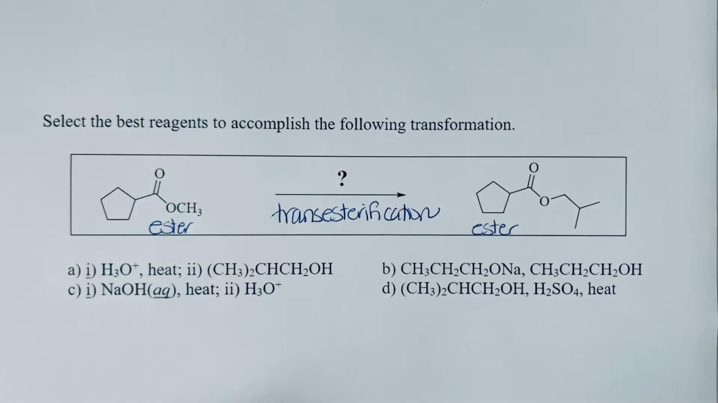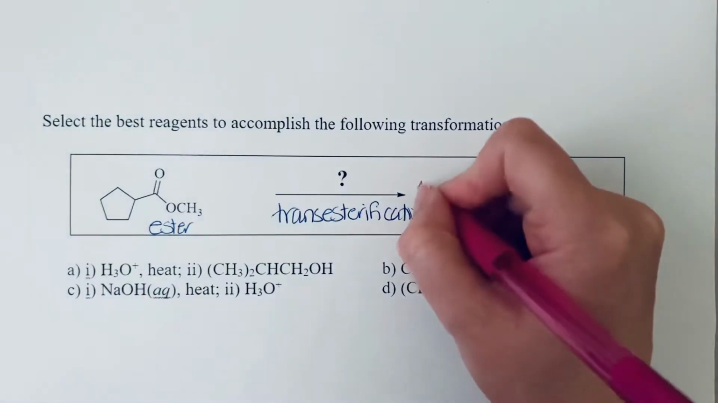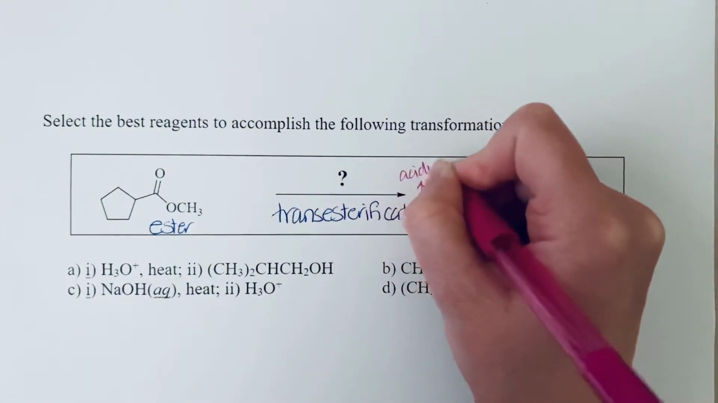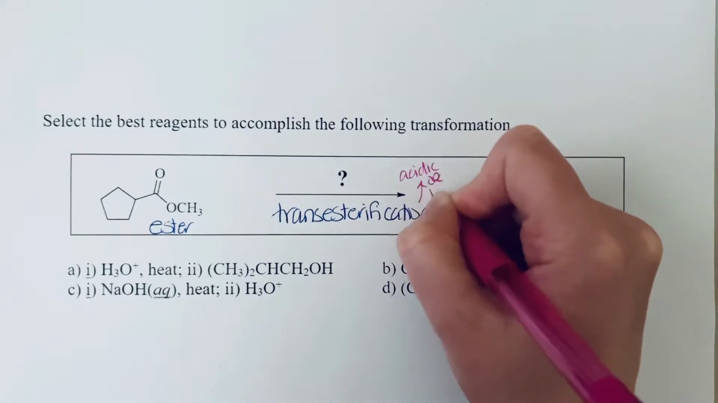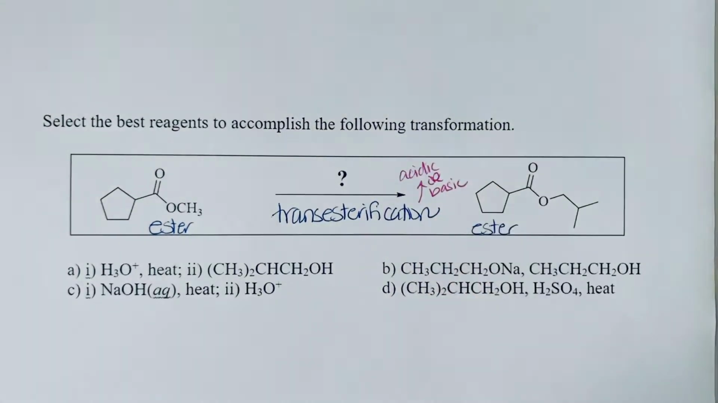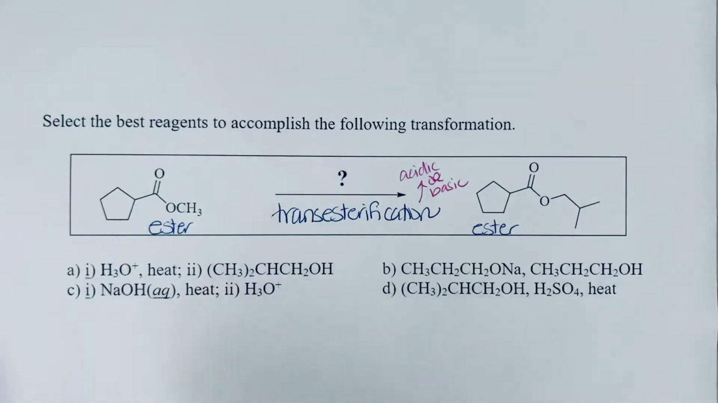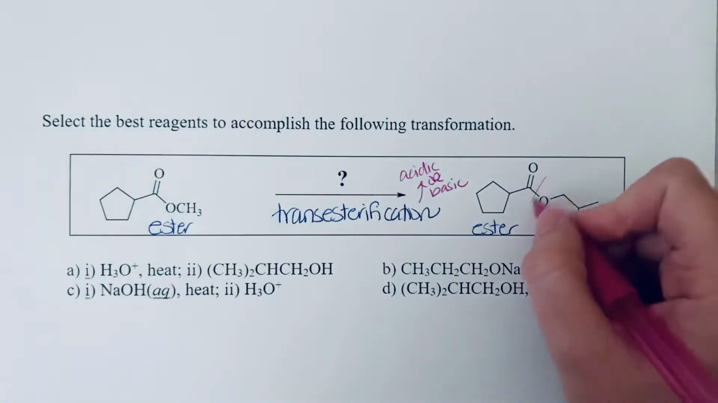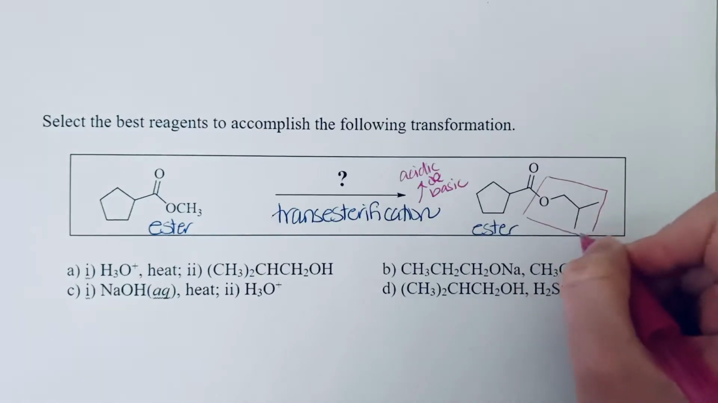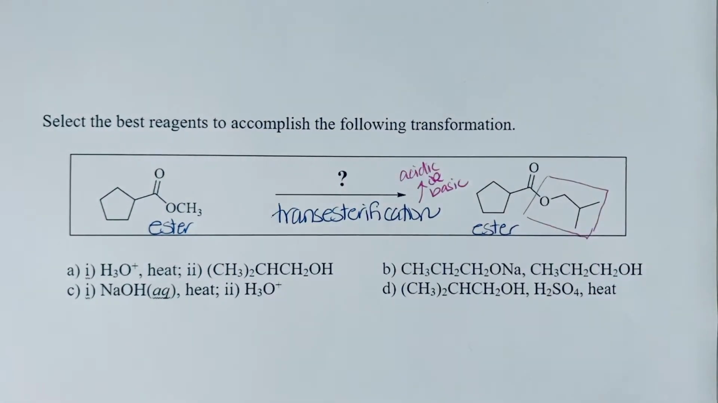So you really want to think about how you could do this. There are two sets of conditions that you could use for trans-esterification. This could be done under either acidic conditions or under basic conditions. Neutral is not an option because your esters are not reactive. We need to force these to react by using either acidic or basic solution. So you want to look at what the ester is that we're forming, and then this can allow us to identify what we would use.